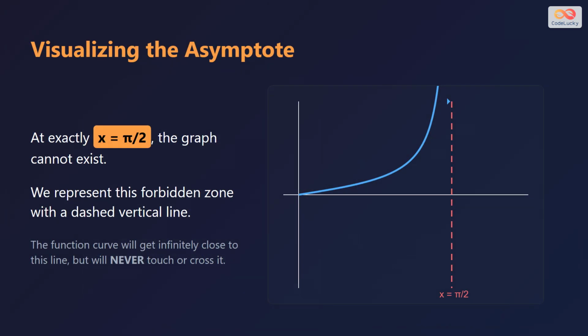On a graph, we mark this undefined point with a dashed vertical line. This is called a vertical asymptote. The curve gets infinitely close to this line as it rises, but it is strictly forbidden from ever touching or crossing it.